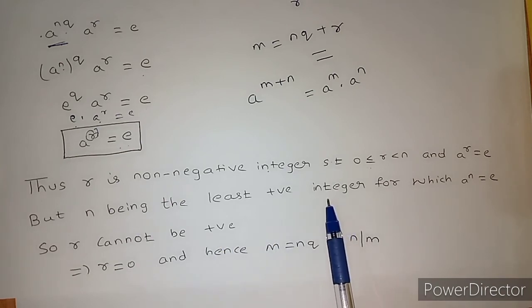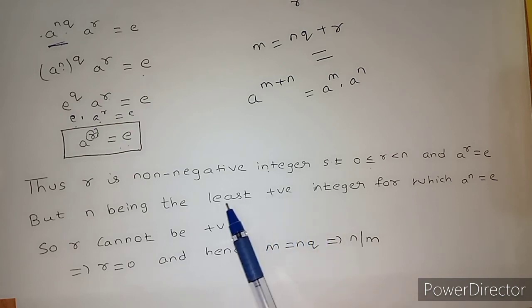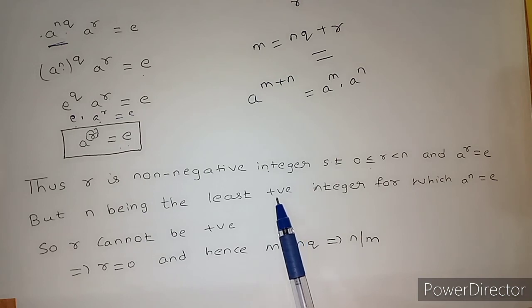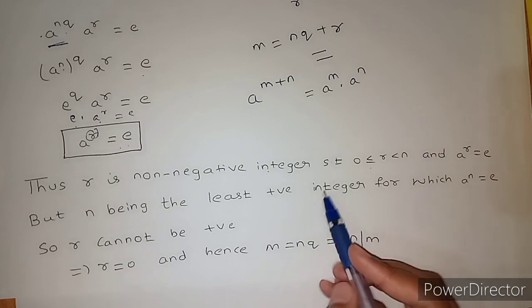So here r cannot be positive. First, what is a positive integer? A positive integer means 1, 2, 3 and so on. But here n is least positive. Least positive means the n value, I think, is 1. So here r cannot be 1. Then obviously r is equal to 0, right? So r is equal to 0.